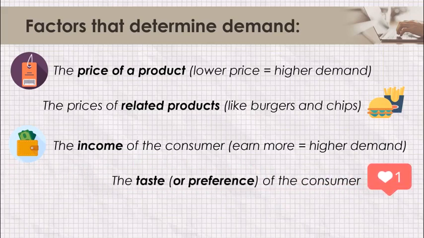The next one is almost the most obvious one for me, and it is the taste or the preference of the consumer. So if you really like chocolates, if you've got a sweet tooth and you're addicted to sugar or to chocolate, then you might want to buy more chocolates.